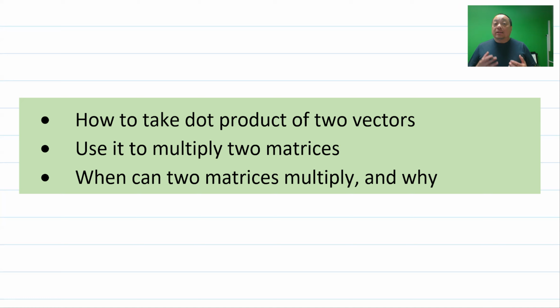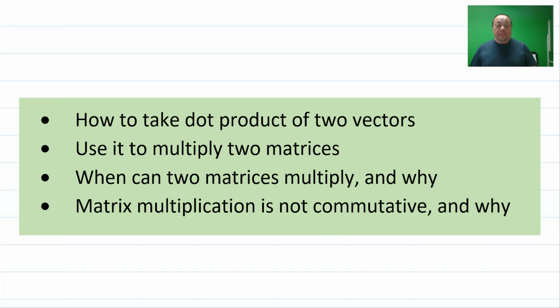You will learn that there are rules about when it is that two matrices can be multiplied together, because there will be times where two matrices A and B cannot be multiplied together at all, and you will know why. You will also learn that the multiplication of matrices A times B is not commutative. A times B is not the same as B times A most of the time, and you will also understand why.